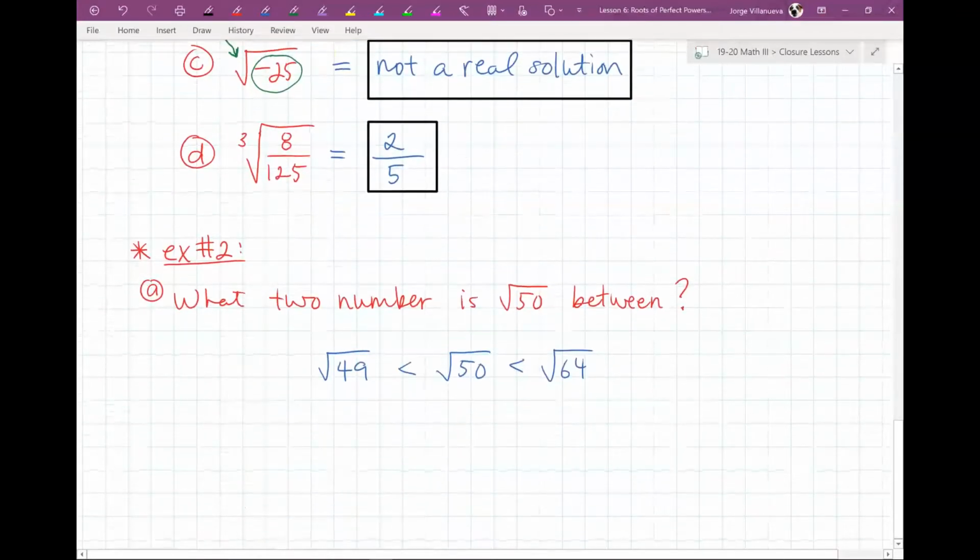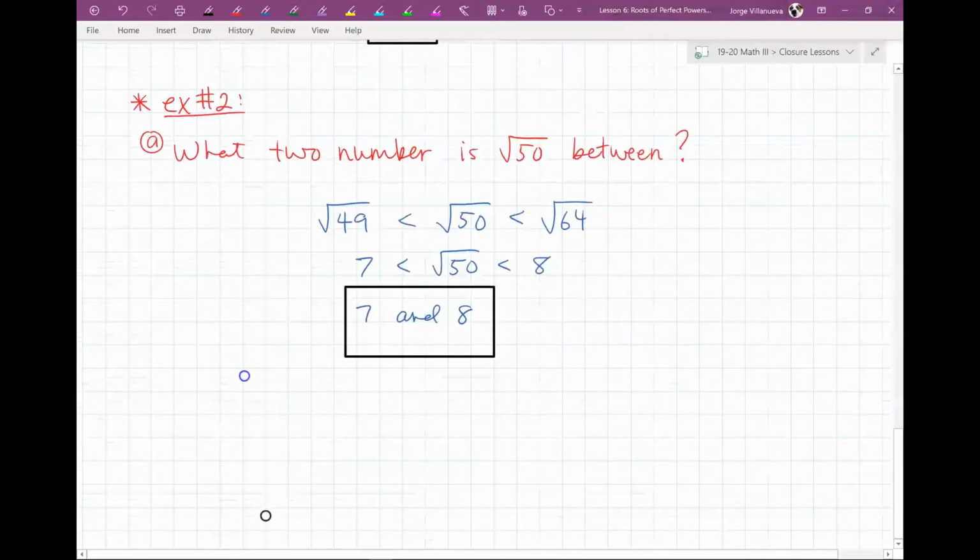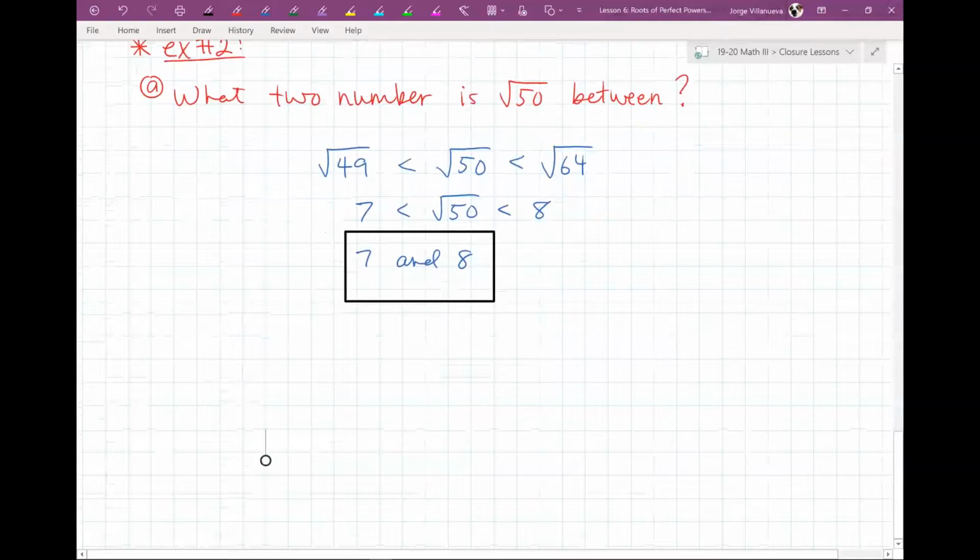Well, all I got to do is say, okay, the square root of 49 is 7, and the square root of 64 is 8. So when they ask us what two numbers the square root of 50 is between, the numbers are 7 and 8. Okay, let me rewrite that a little nicer here. 7 and 8. Okay, so that's the first one. Between 7 and 8.